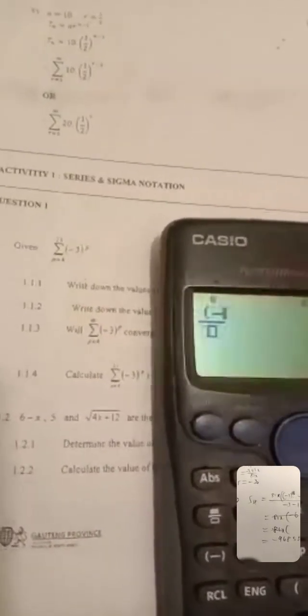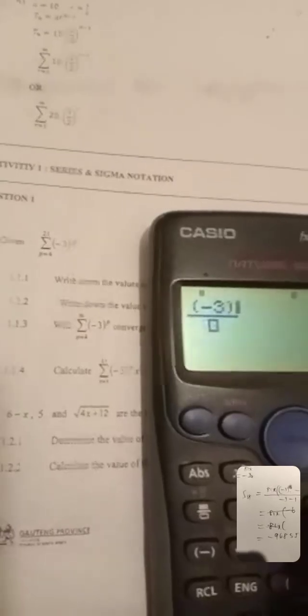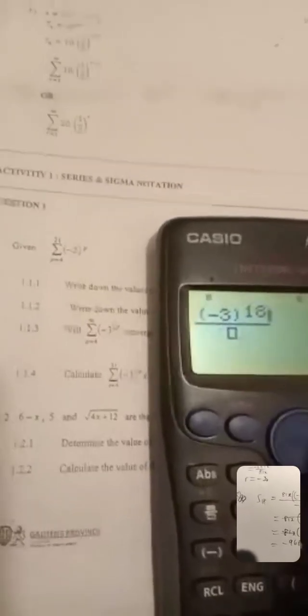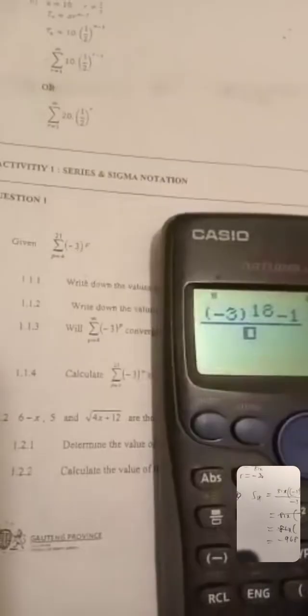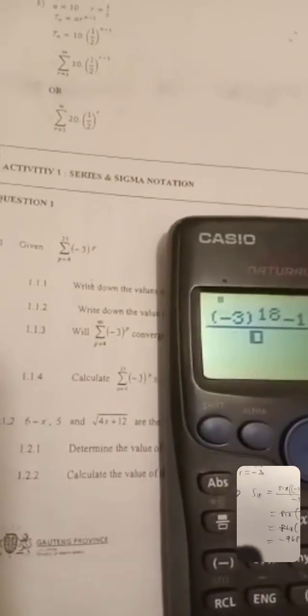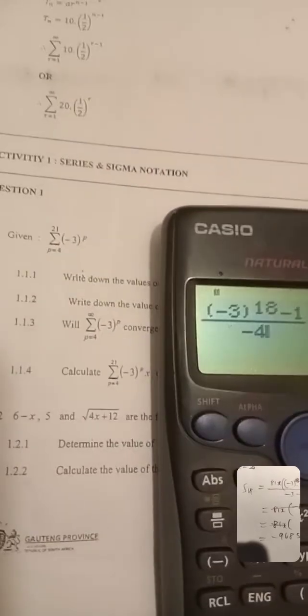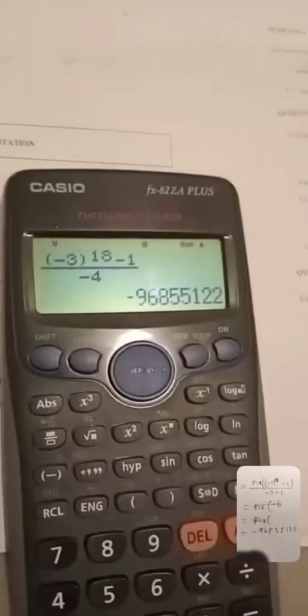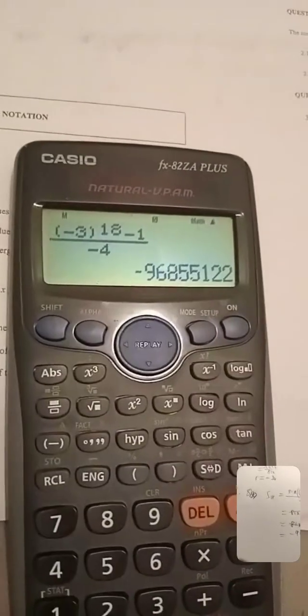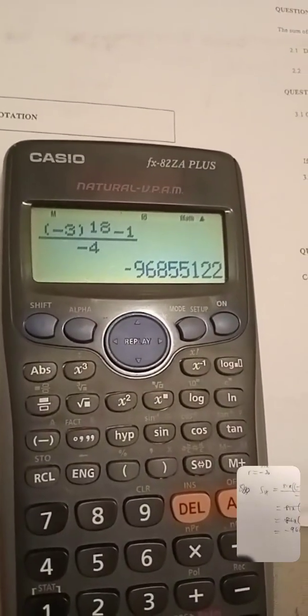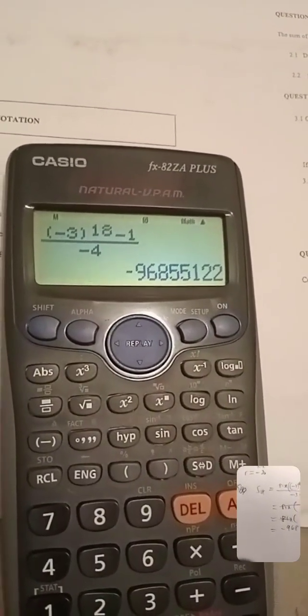So that's all in brackets. Negative 3 to the power 18. Then the minus 1 outside. That's fine. You can divide it by negative 4. Just press equal then. That's still fine. Negative 9. Yeah, that's fine.